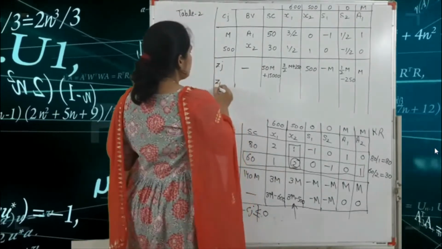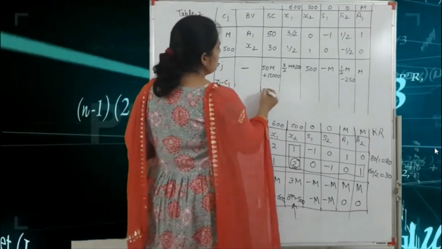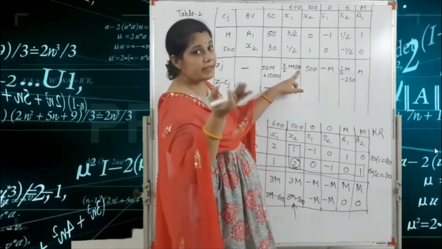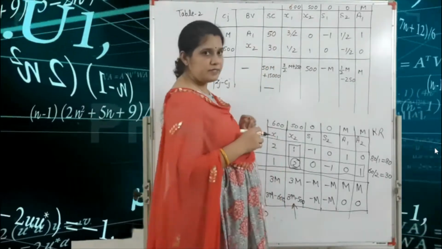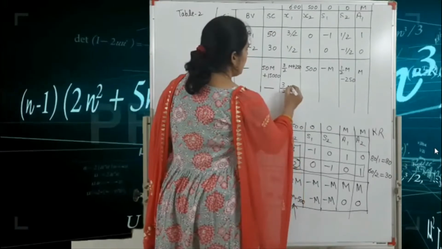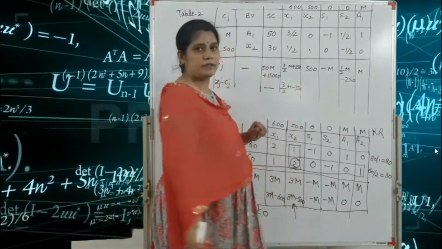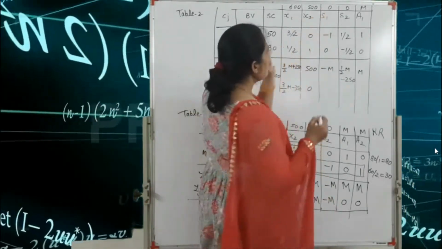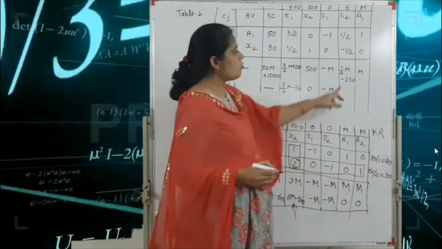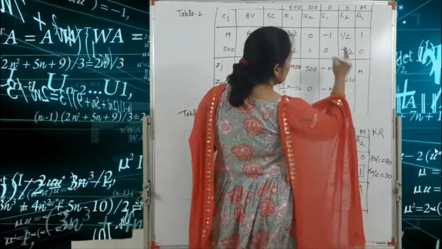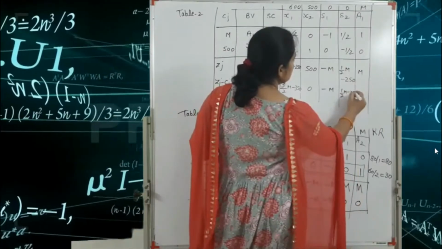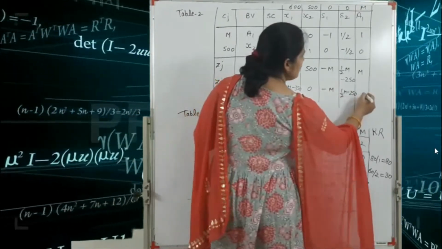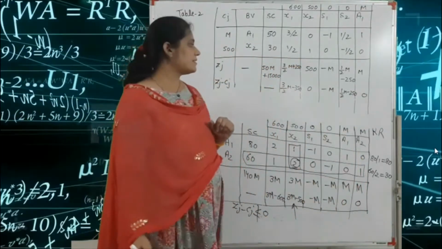Okay, so next we write the zj minus cj. So we write here 3 by 2 M plus 250 minus 600, that means here 3 by 2 M minus 350. Got it? 500 minus 500, that means 0. Minus M minus 0, that means minus M. 1 by 2 M minus 250 minus 0, that means 1 by 2 M minus 250. Okay, or M minus M, that means 0. So we find here zj minus cj.